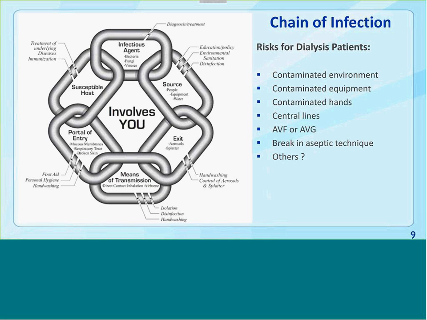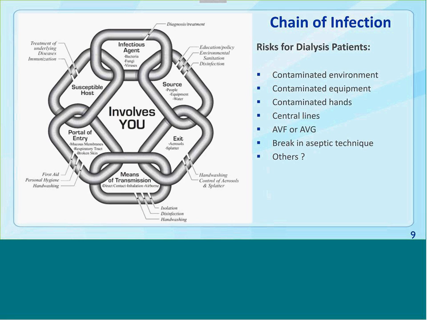And then the next link is the exit. So we have an infectious agent, we have it in a source, but it has to get out of the source to get on its way to cause that infection to keep going on the chain. So for the exit, aerosol and splatter, how do we break that chain? Well, hand washing, obviously, but also control of aerosols and splatter. You guys know what happens when blood goes splattering. It goes everywhere, and if you can control and prevent that, you're going to reduce the risk of transmitting infections to your next patient. So breaking the chain of infection is really important.